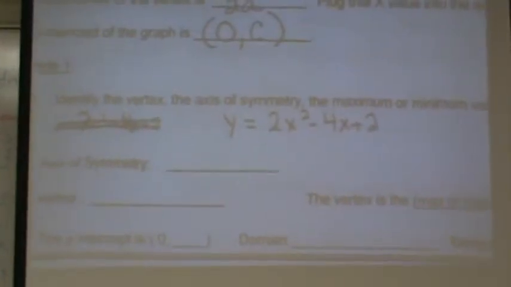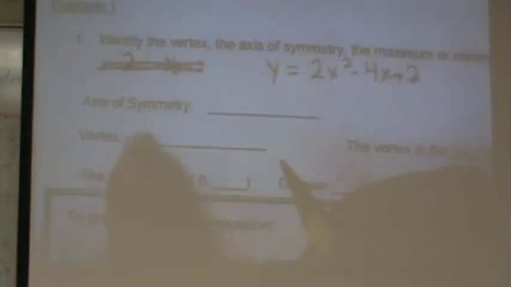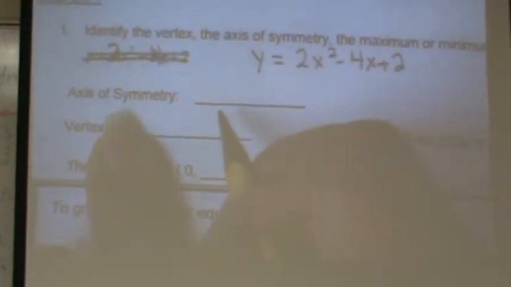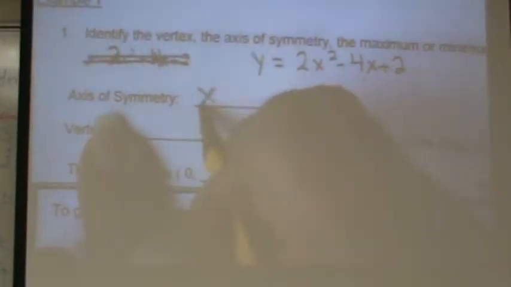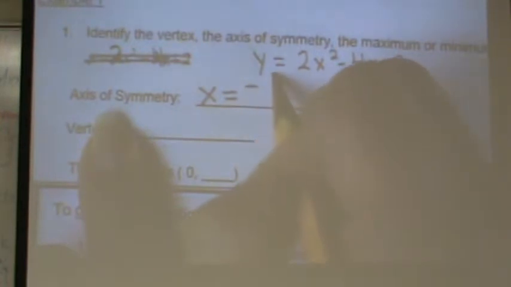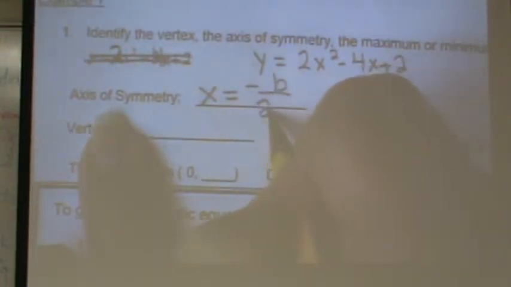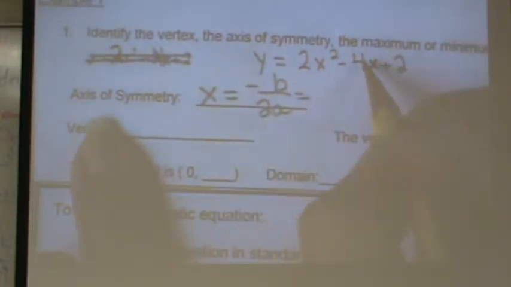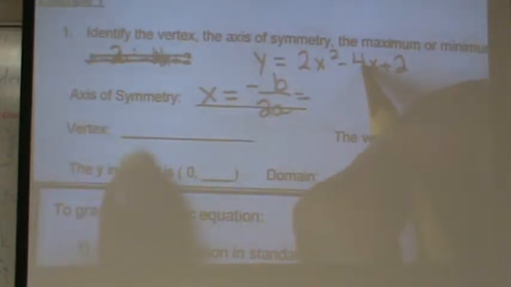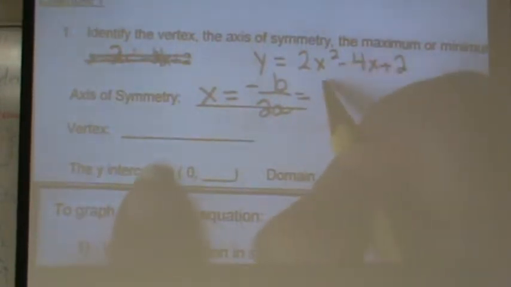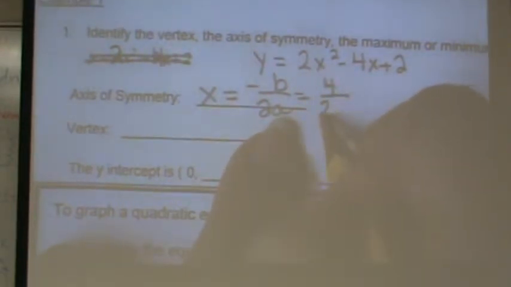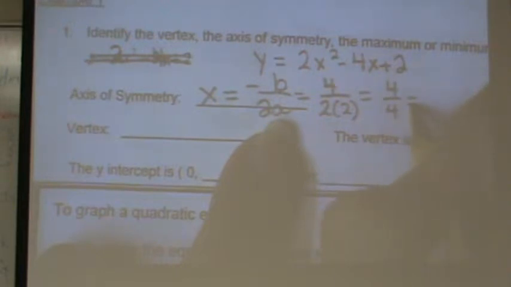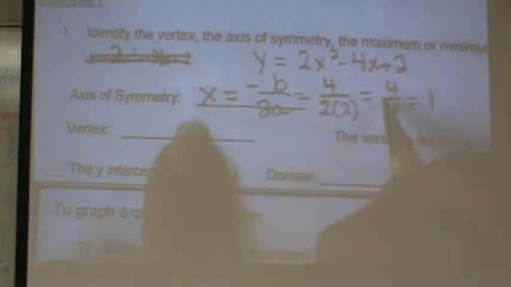So let's talk about it, you've got to practice this axis of symmetry business. What you do is take x equals the opposite of b over twice the a value. So find b. B is negative 4. What's the opposite of negative 4? 4. Over 2 times the a value, which is 2. So what's 2 times 2? 4. So what's 4 over 4? 1. Your axis of symmetry is the line x equals 1.